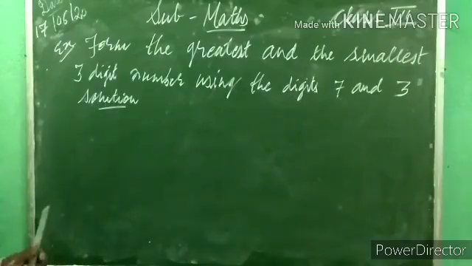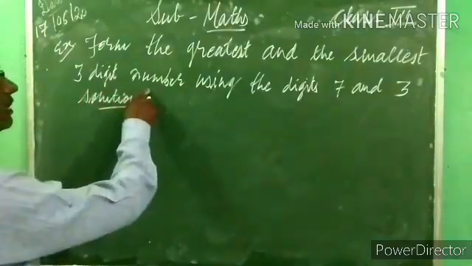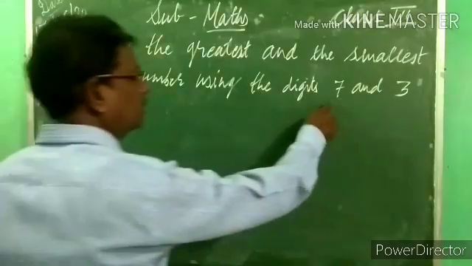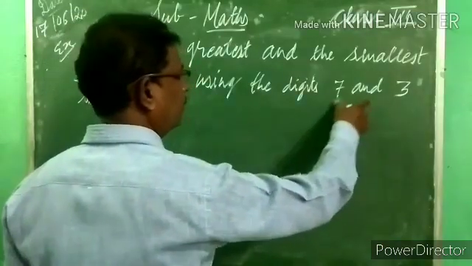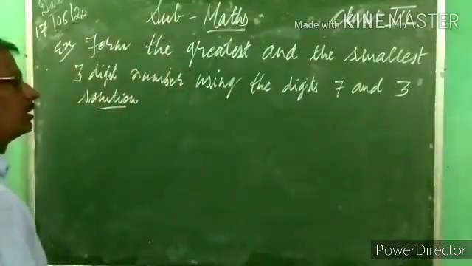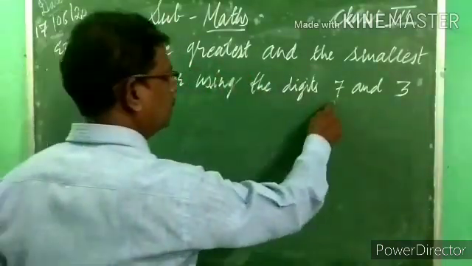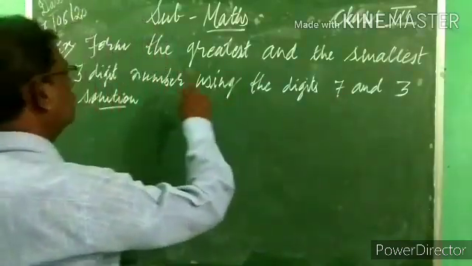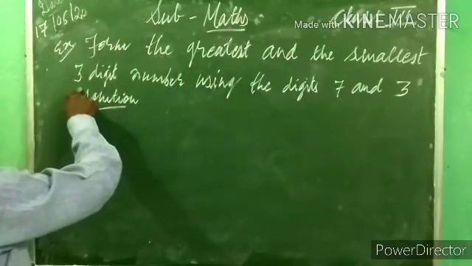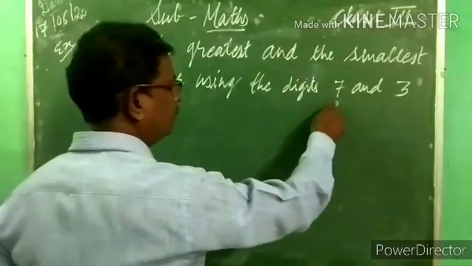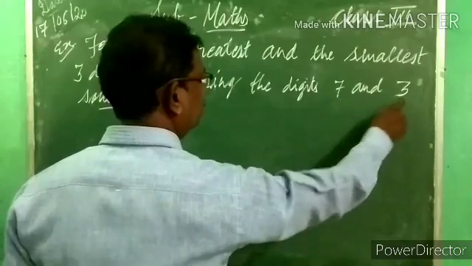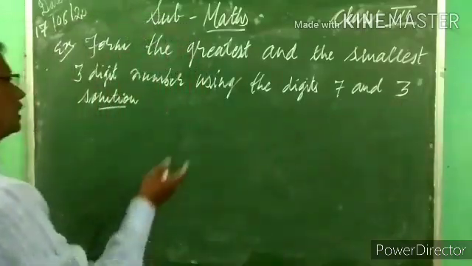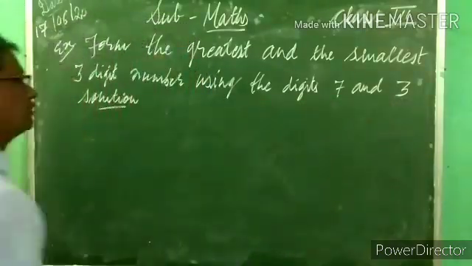Example: form the greatest and the smallest 3-digit number using the digits 7 and 3. How many digits do we have to write? 3-digit number. Only two digits are given here, 7 and 3. Among these, which is the greatest? 7. So repeat this 7 three times. And the smallest among these two is 3, so repeat this 3 three times.